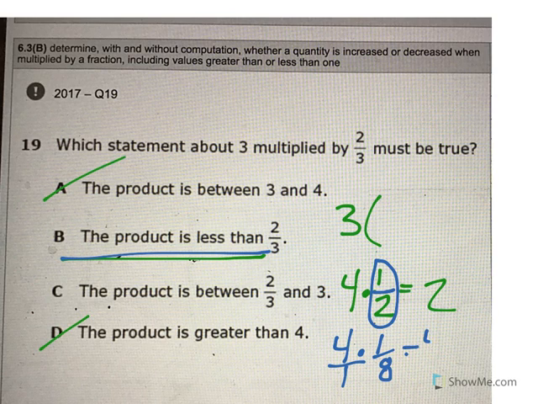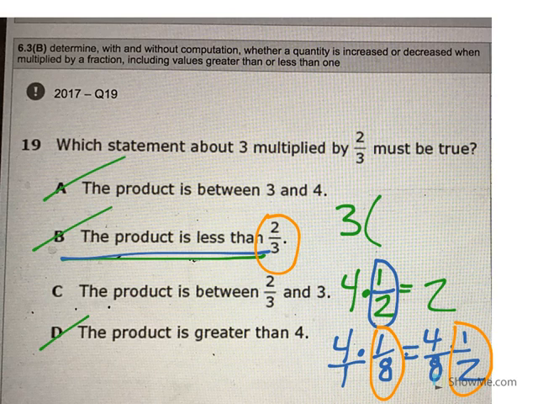4 times 1/8 is 4 over 8, which is 1/2. Now I started off with 4, I multiplied by a fraction, and I got 1/2. But 1/2 is still greater than 1/8. So it can't be B, because if I multiply a whole number by a fraction, my product will not be less than the fraction I'm multiplying by. So it can't be B. And without computing, the product must be between 2/3 and 3. I know we're not supposed to compute, but let's do it because it's just fun.